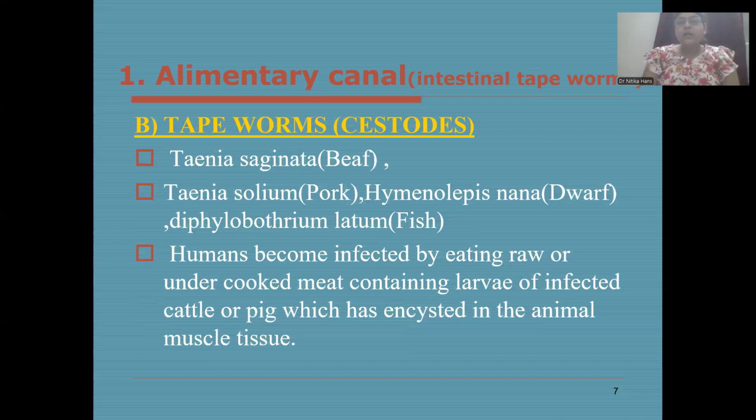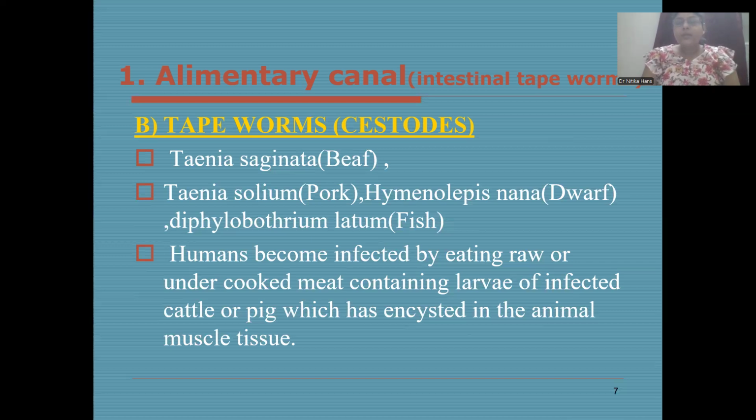So, alimentary canal, intestinal tapeworms. First I discussed the roundworms. Now I discuss tapeworms, which are also known as the cestodes. These can be Taenia saginata, which infects through beef. Taenia solium, where the infection in humans is caused by pork containing Taenia solium. Hymenolepis nana, which is also known as the dwarf tapeworm. Diphyllobothrium latum, which is known as the fish tapeworm.